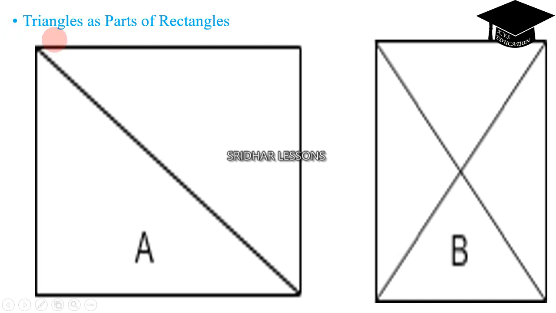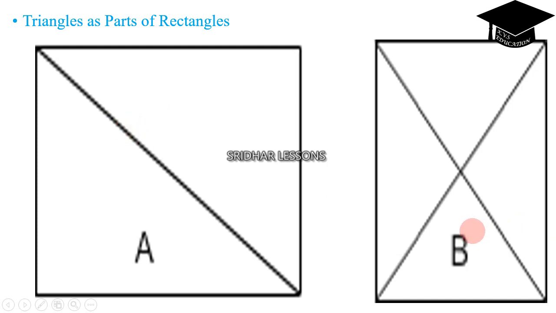Okay, before going to the next exercise, we will discuss the concepts as usual. See this picture, triangles as parts of rectangles. For example, this is rectangle 1, this is rectangle 2. If you take a diagonal, this rectangle is divided into two triangles. So triangles are acting as part of a rectangle.